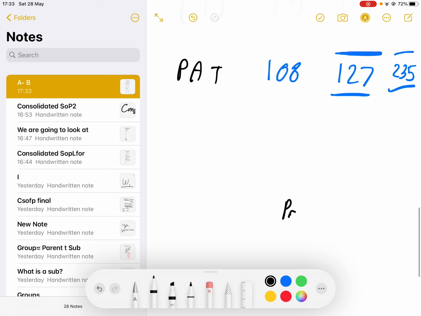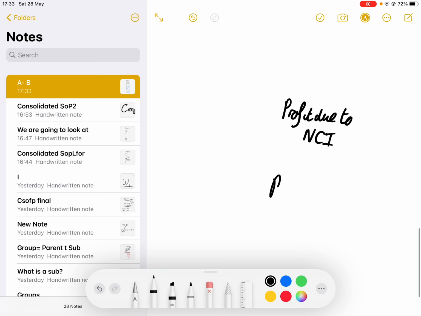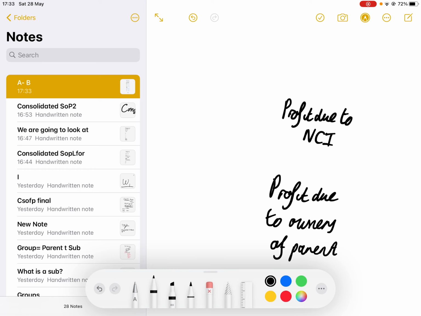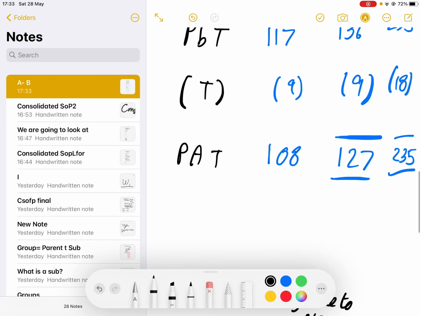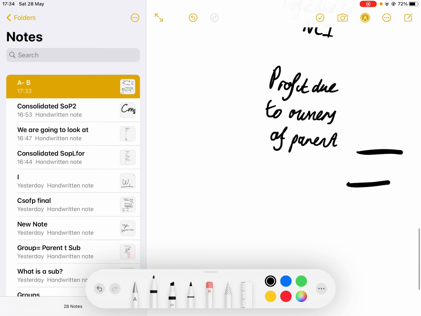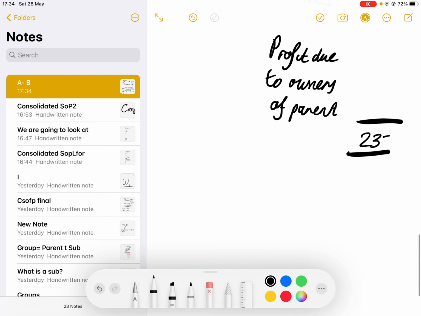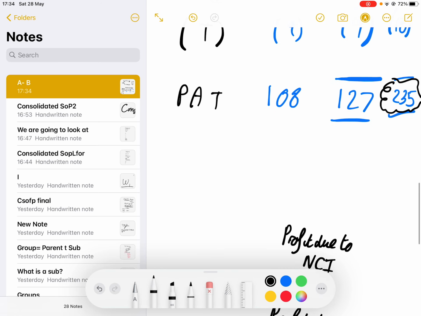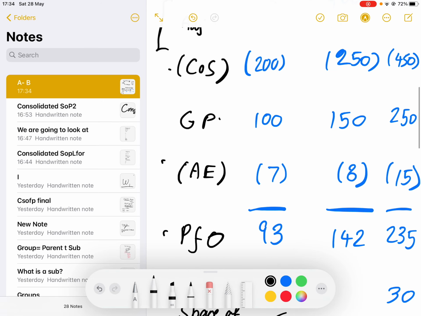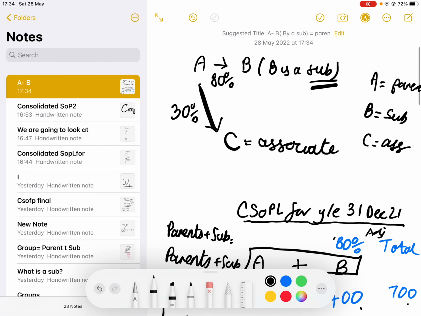So you have profit due to NCI. And then what do you have below? You have profit due to owners of the parent. And you have a total balance here. And what's your total balance going to equal to? Well, my total profits are 235. After all the working, I'm going to have 235 here. Fine. Okay.